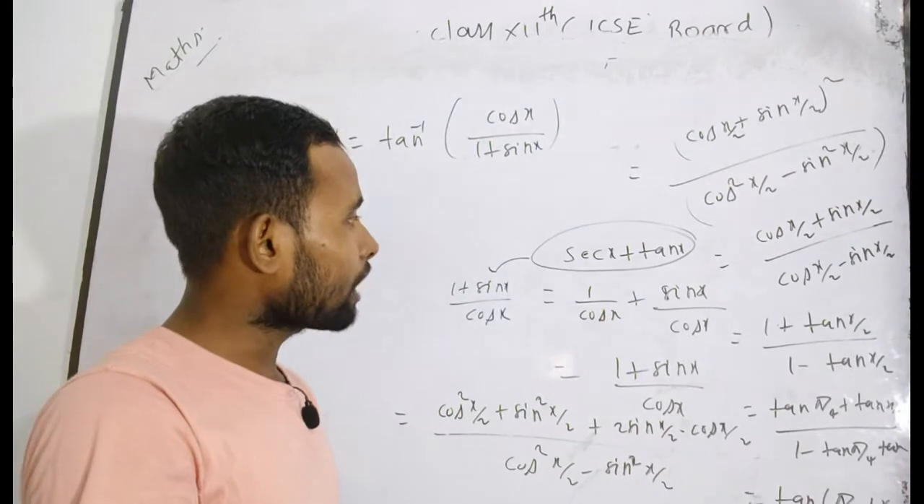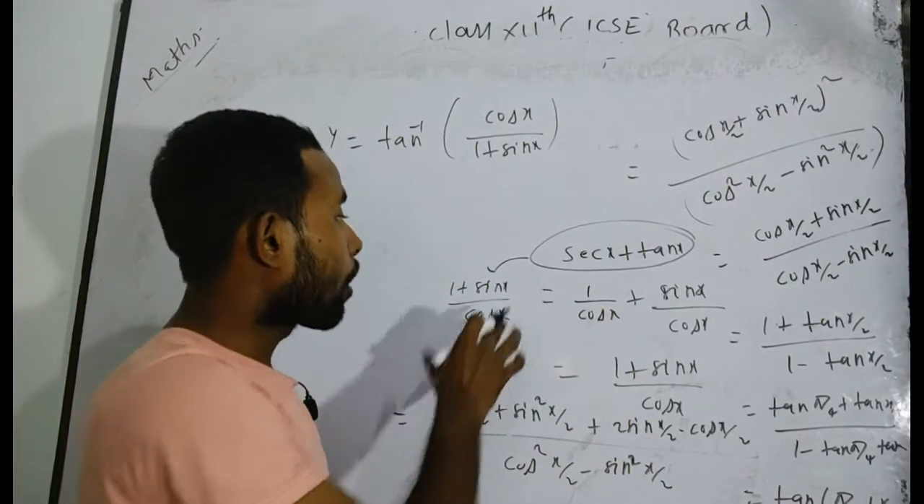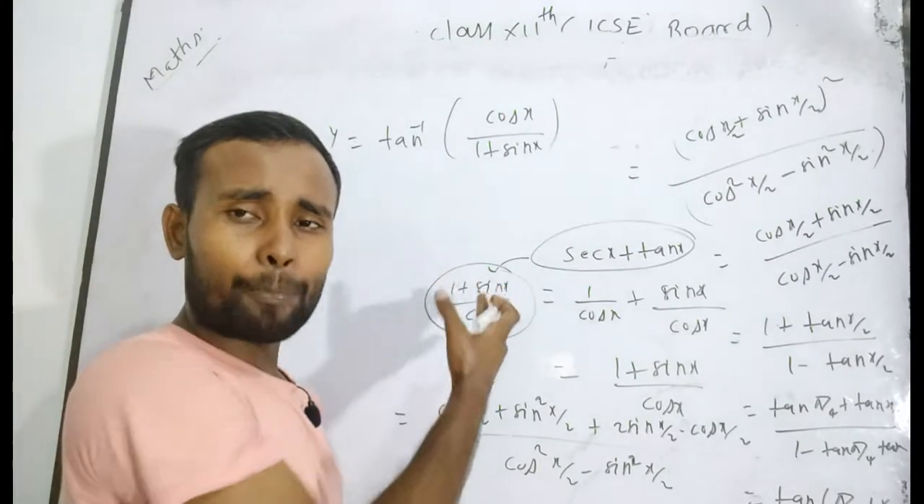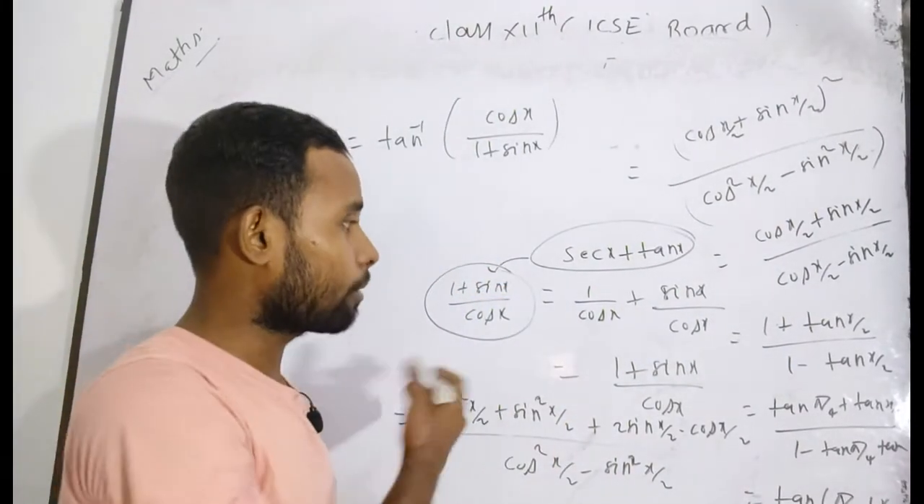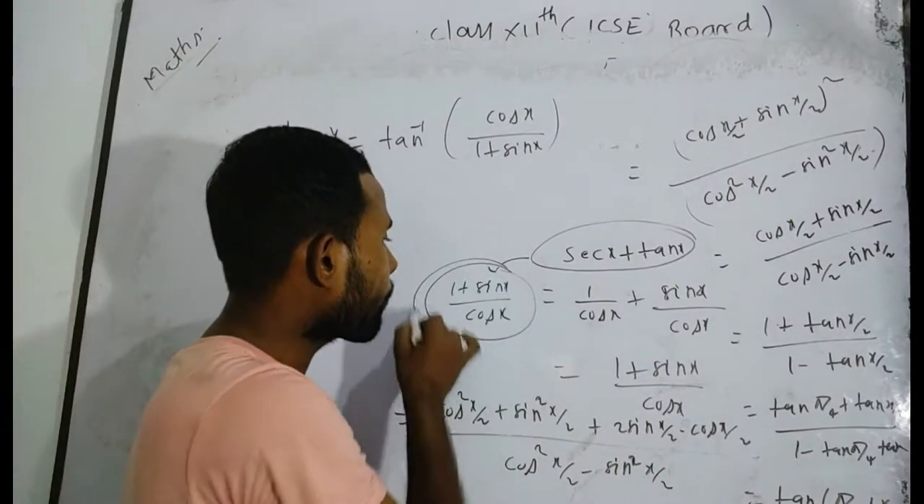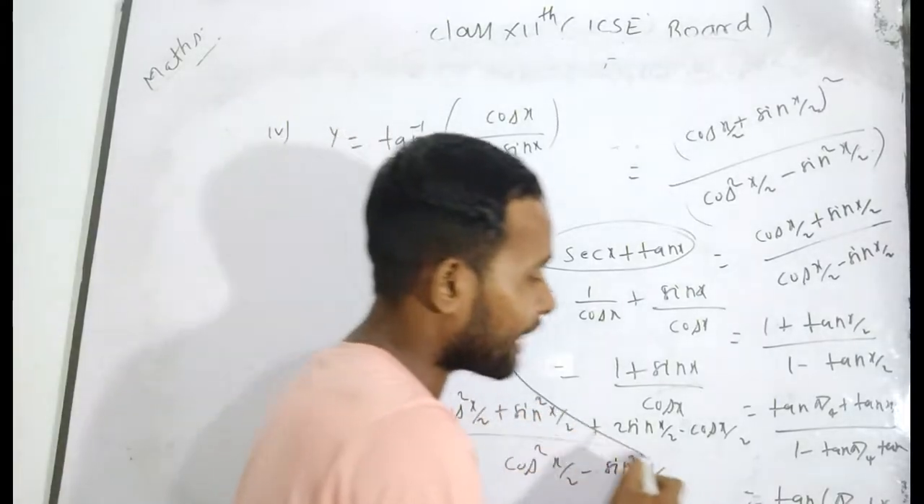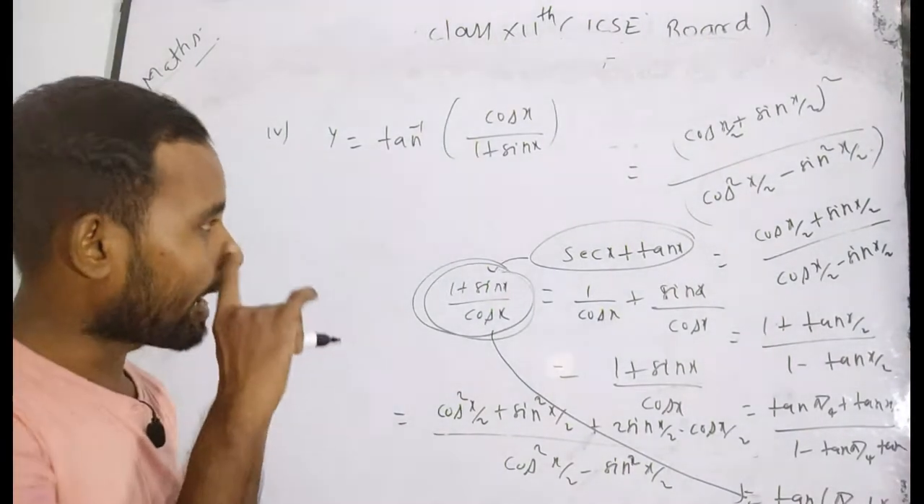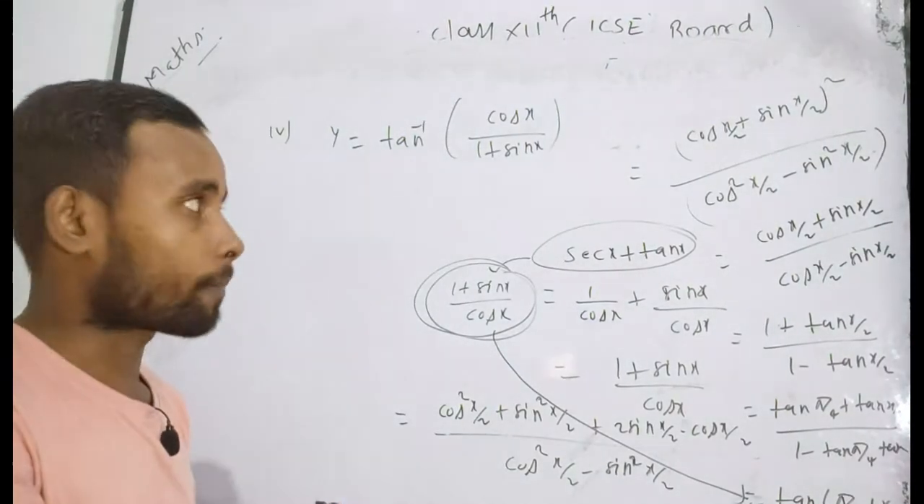Now again I want to tell you, whenever you get (1 plus sin x) upon cos x, in this chapter or sometimes in your competition, it will be very helpful. In that case, in place of (1 plus sin x) divided by cos x, you can write directly tan of (pi by 4 plus x by 2). It will save your time and you can give your answer quickly.